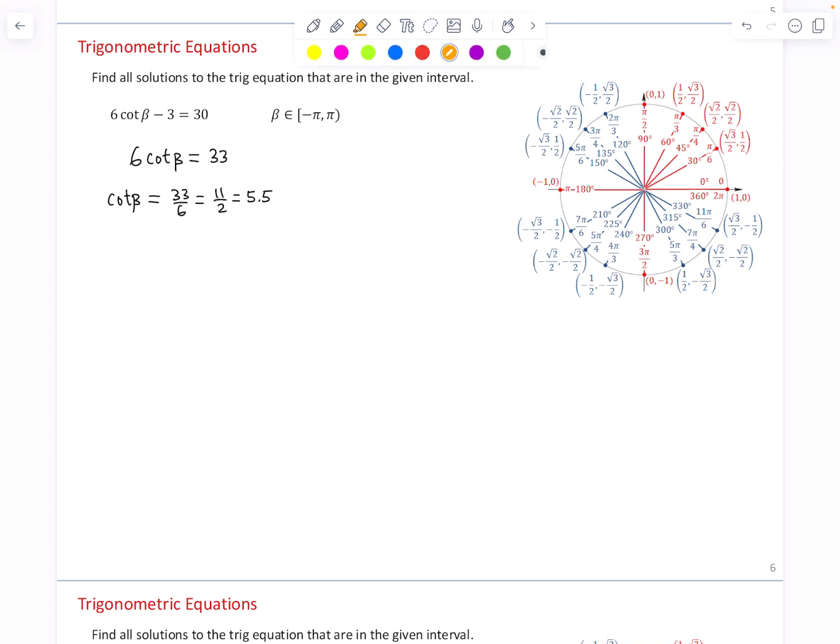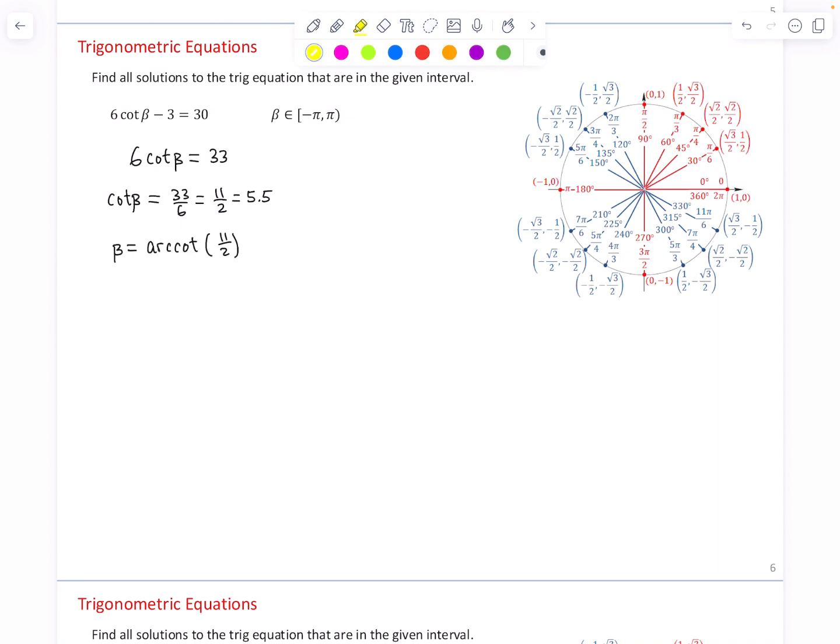If you recall, cotangent is cosine divided by sine. If you explore all the points on the unit circle and do first coordinate divided by second coordinate, you will never find a result that is 11 halves. The unit circle is a limited tool, so we're going to need to use some inverse trigonometry. Let's go ahead and find one angle beta by using the arc cotangent of 11 halves.